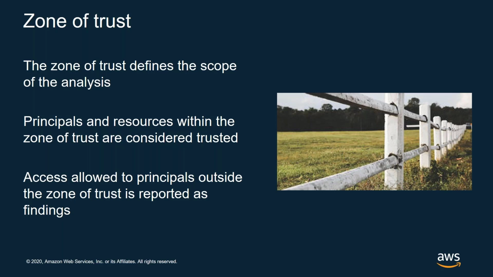So an IAM role within the account having access to an S3 bucket within the same account will not be reported as a finding because it is trusted, whereas an account outside having access to an S3 bucket, for example, within the account will be reported as a finding because it is a standalone account that is not in this AWS account.